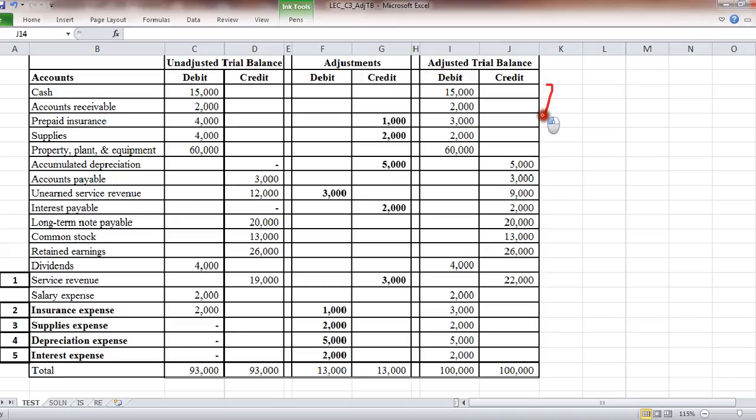Remember that we go: these are assets, including this credit one. This is a contra asset. Accumulated depreciation is classified with the assets. Then you have liabilities and stockholders' equity. I'll just call it SE. Dividends, revenue, and then expenses. So just as with the regular trial balance, the adjusted trial balance is ready for you to create the financial statements.